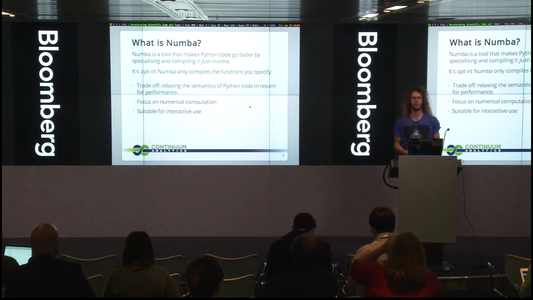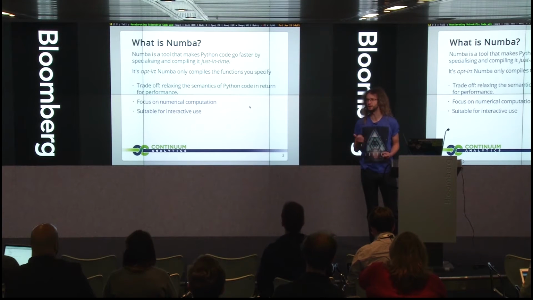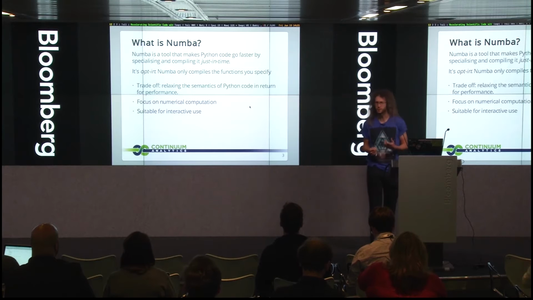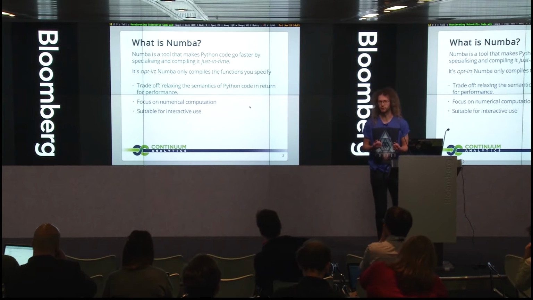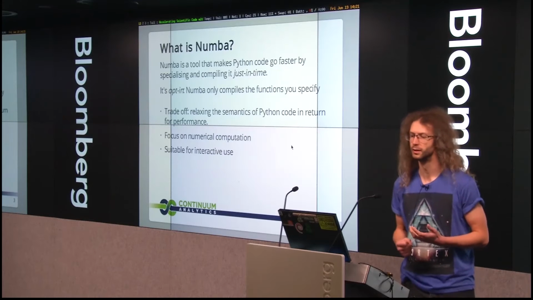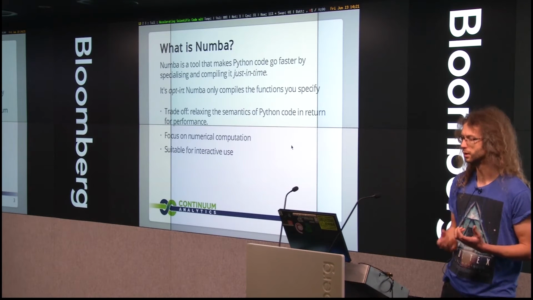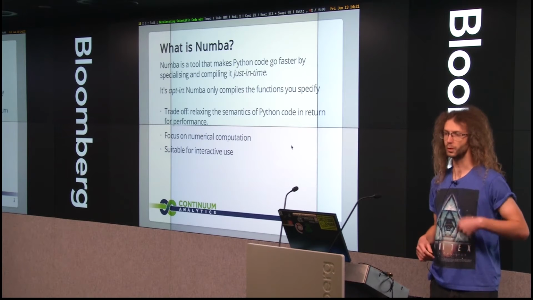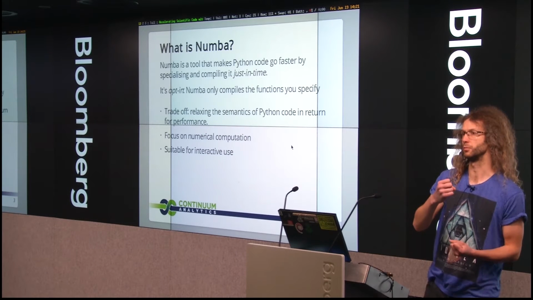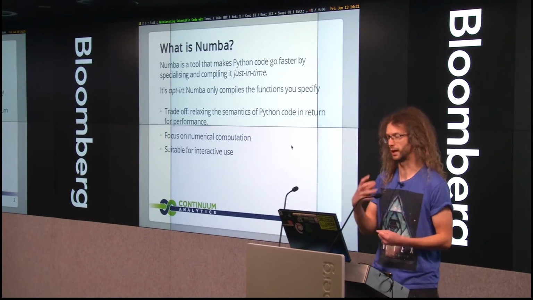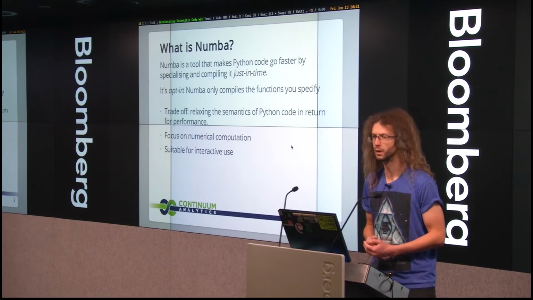What is Numba? Numba is a tool that you can use to make your Python code go faster by compiling and specializing it just in time. It's an opt-in tool, which means that it only compiles the functions that you tell it you want to compile. The reason for that is that using Numba makes a trade-off. It has to relax some of the semantics of Python code in order to get better performance. You wouldn't want to necessarily make those trade-offs in your entire code base. You only want to make them for the bits of code that you care about accelerating. So that's why you only choose specific functions to use it with.